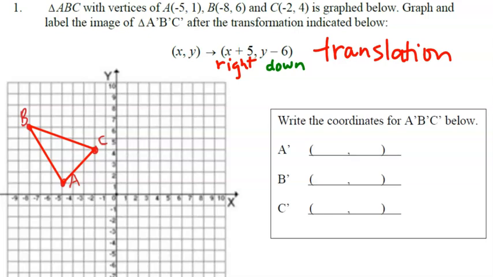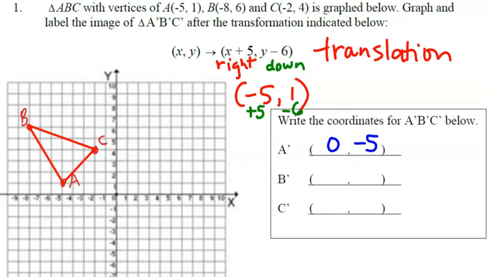So if we were to use the mathematical rule, I would take the point -5, 1, and I would perform these two math steps. I'd add 5 to the x coordinate and subtract 6 from the y. That would leave me with a 0 and a -5.